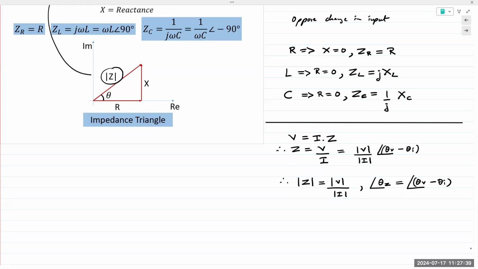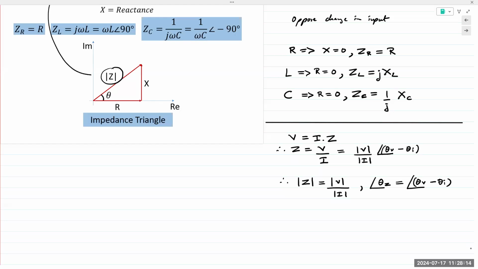Okay, so now that we have established this, impedance is voltage divided by current. In mathematical terms, if you're using complex numbers, then the impedance has a magnitude and it has a phase angle. And because it is a division, the operation of voltage divided by current becomes the magnitude of the voltage divided by the magnitude of current, and the phase angles are subtracted. The phase angle of the voltage minus the phase angle of the current.